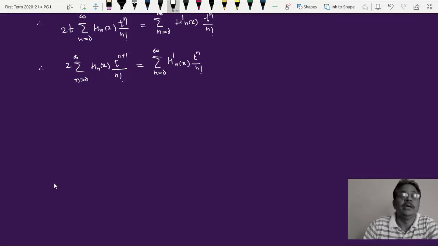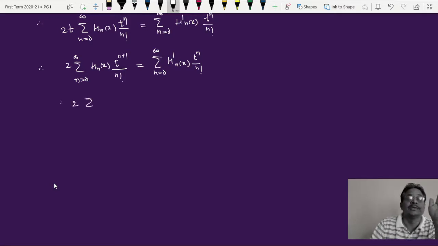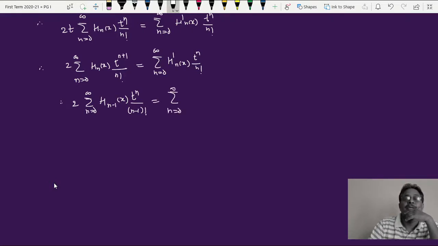Here we have n plus 1, so to make the power t raised to n, on the left hand side replace n by n minus 1. Therefore I'll get twice summation over n equal to 0 to infinity H n minus 1 of x into t raised to n upon n minus 1 factorial, equal to summation over n equal to 0 to infinity H dash n of x into t raised to n upon n factorial.